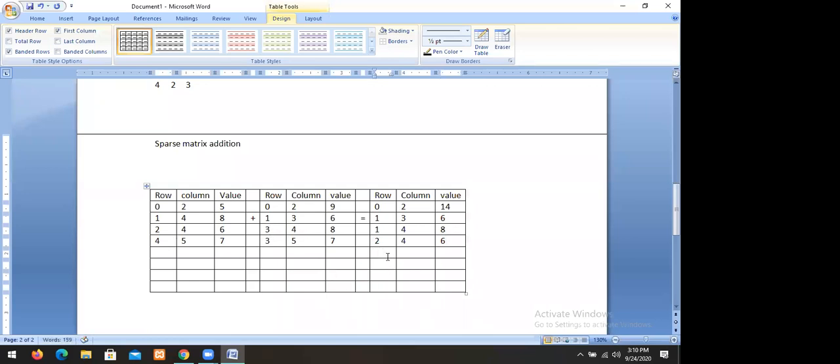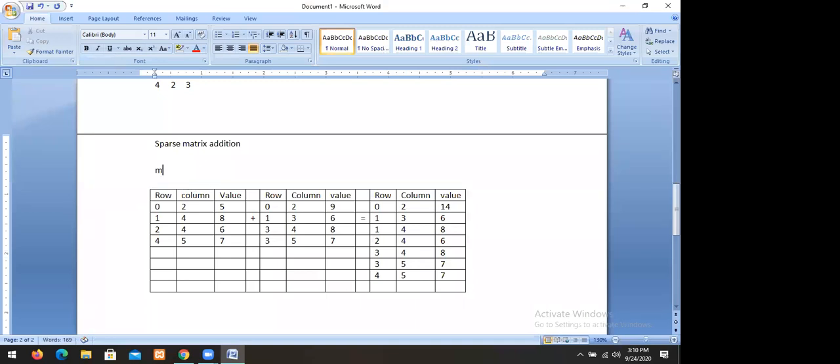3, 4, 8. 3, 5, 7. 4, 5, 7. So this is the way. So this is matrix 1 and this is matrix 2.